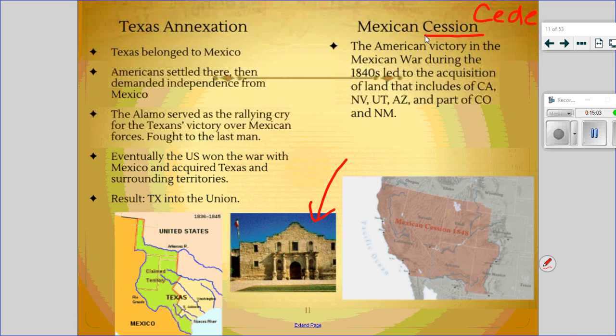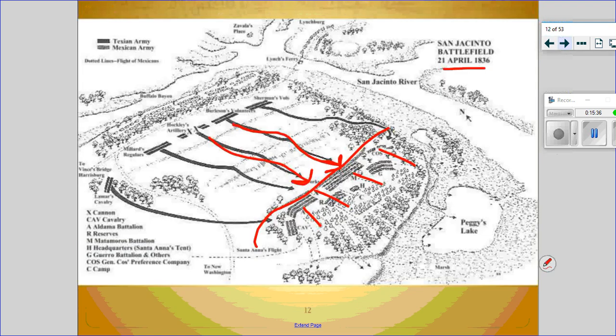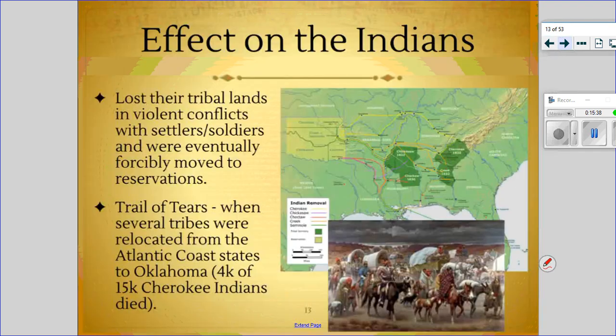We went to war with Mexico. We sort of provoked a war with Mexico, actually. President Polk sent the army down to the Rio Grande to deliberately provoke a war with Mexico so that we could get this territory. We won the war with Mexico in 1848, and the Mexican cession is a land area larger than all of Western Europe. It includes California, Nevada, Utah, Arizona, and parts of Colorado and New Mexico. It's a major territorial acquisition. All right, there's the Battle of San Jacinto again.